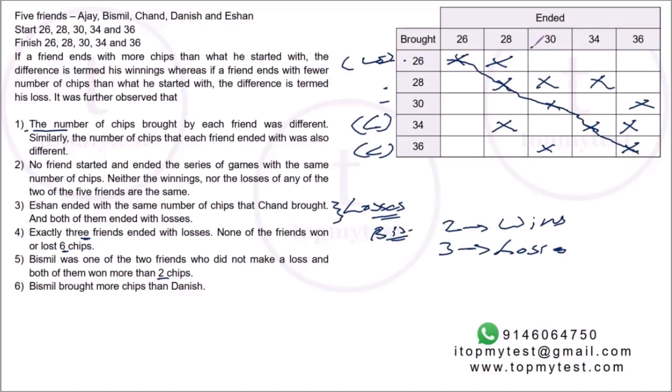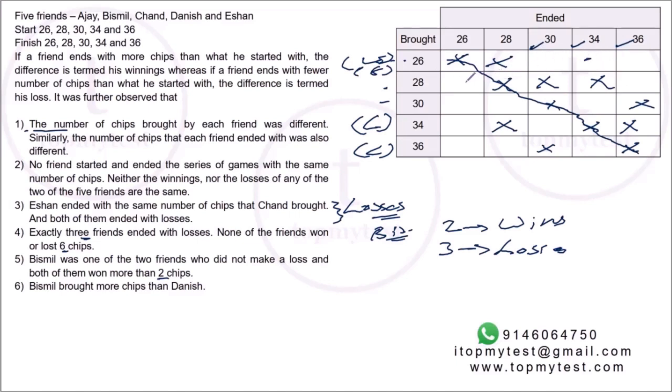26 can either end with 30, 34 or 36. Now, if 26 ends up with 30, he's made a profit of 4, right? So 36, the only person who can finish in 36 will be 28, and we'll have to figure out the others. Similarly, if 26 ends up with 34, he has to make a profit of 8, right? Nobody else can make a profit of 8.